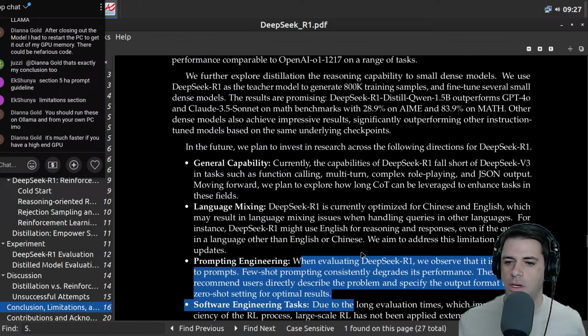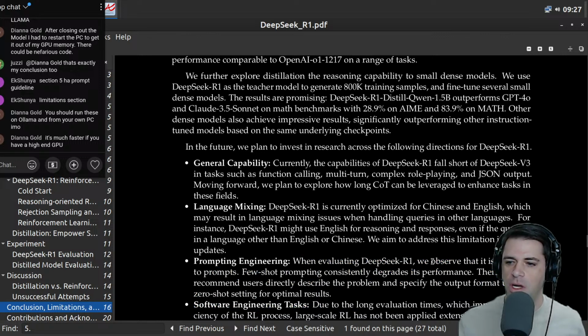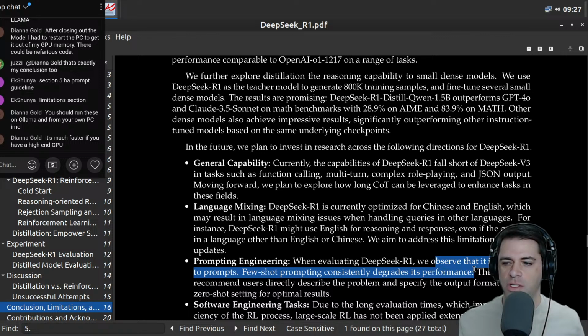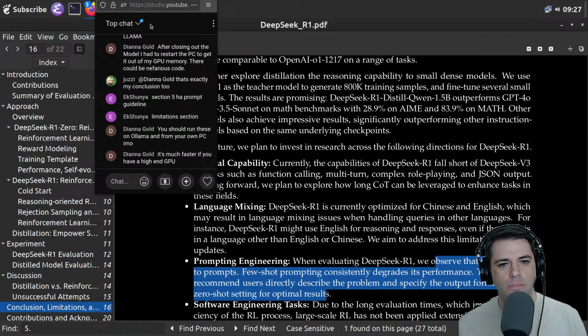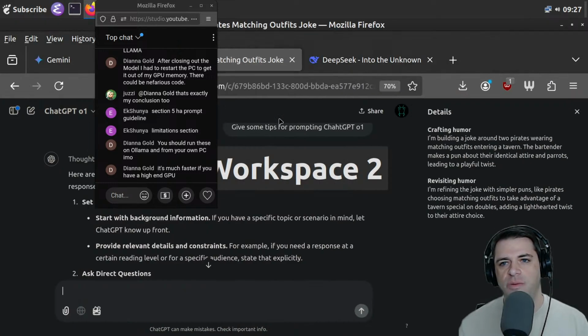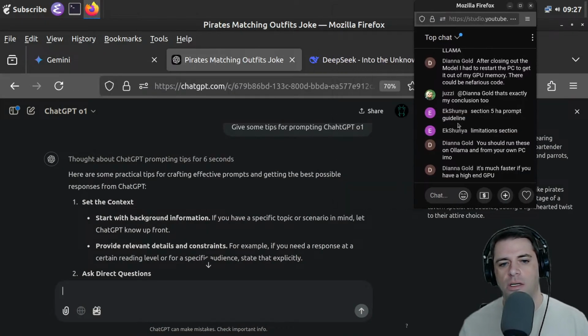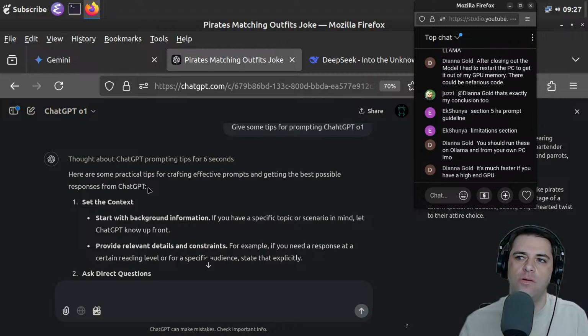So I'm seeing some stuff about prompting. It is sensitive to prompts. Few-shot prompting consistently degrades its performance. Therefore, we recommend users directly describe the problem and specify an output format using a zero-shot setting for optimal results. Okay, I see. The distilled model seems to be running super well on my machine, but I don't really know how to compare it to other models. I haven't used Ollama for many other models, so I'm not sure how to compare that yet.